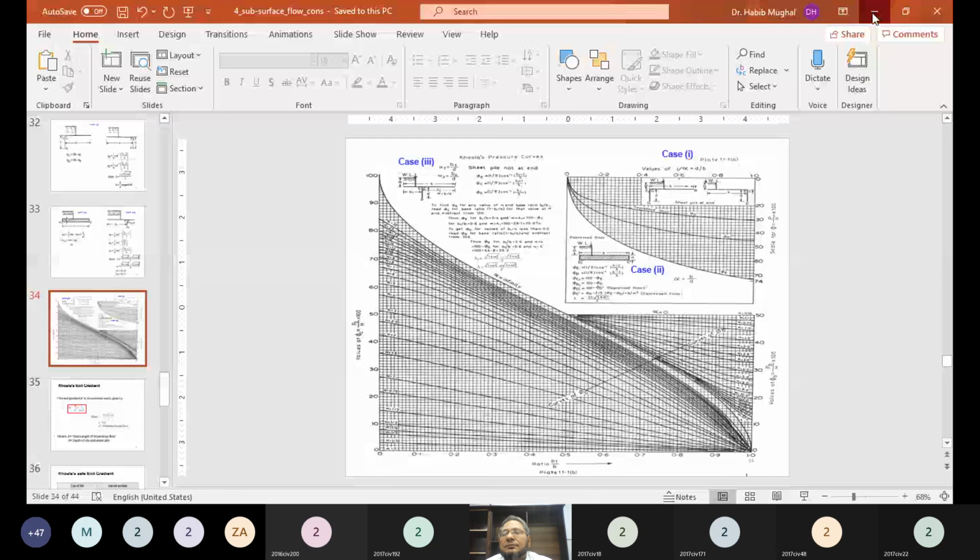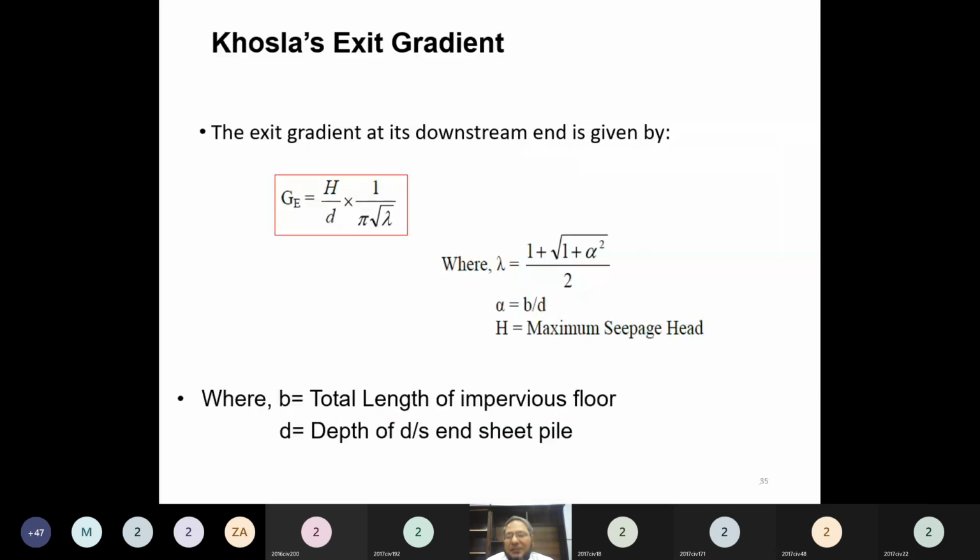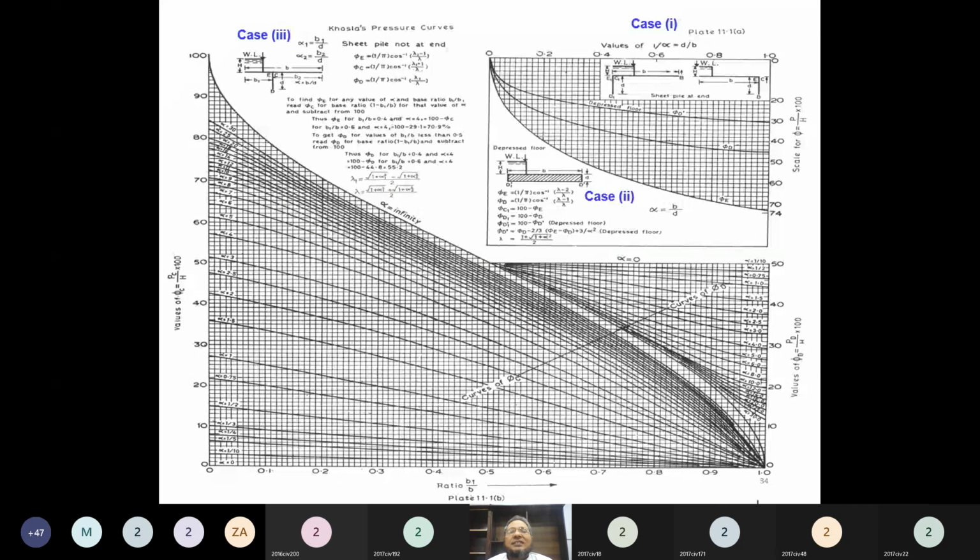Excuse me, sir. Yes, Anji. Sir, can you further elaborate on the exit gradient? What is a gradient? It's a slope actually. Yes, it is a slope. It is the change in pressure with respect to change in length.